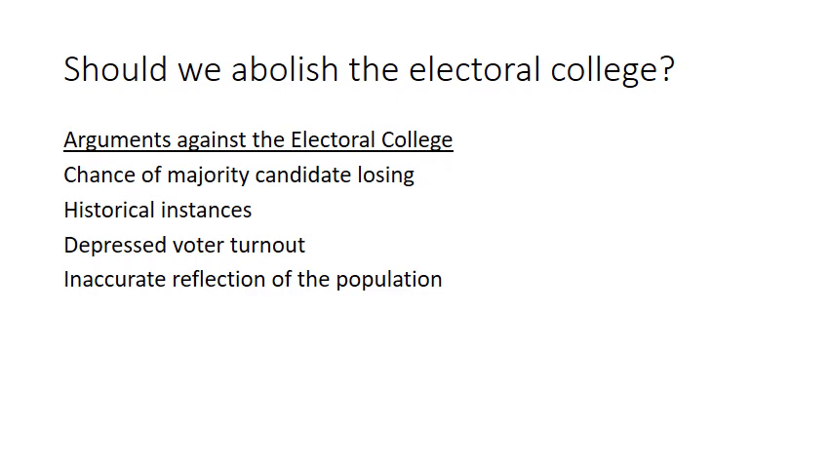So historical incidences: 1876, Samuel Tilden was a Democrat. He won the popular vote but lost the electoral majority to Rutherford B. Hayes. 1888, Grover Cleveland won the popular vote, but lost the electoral majority to Benjamin Harrison. 2000, Al Gore won the popular vote, but lost the electoral majority to George W. Bush. 2016, Hillary Clinton won the popular vote, but lost the electoral majority to Donald Trump. Coincidentally, in all 4 of those incidences, the person who won the popular vote was a Democrat, and the person who won the Electoral College vote was a Republican.